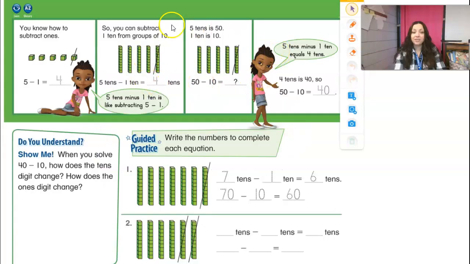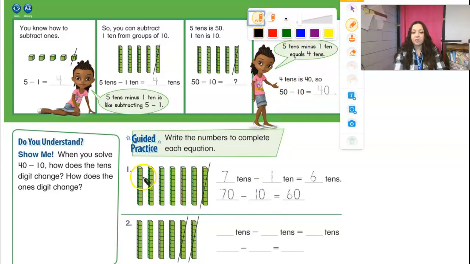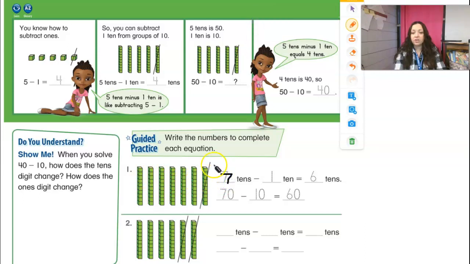All right, so remember up at the top was our solve and share, and we already saw that video. So down here, the first one they kind of did for us to show us. It said I had 1, 2, 3, 4, 5, 6, 7 tens. And then look, they took 1 ten away and they crossed it out. What's 7 take away 1? 6. So I had 7 tens, I took away 1 ten, so I have 6 tens.